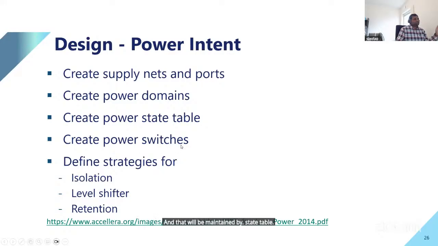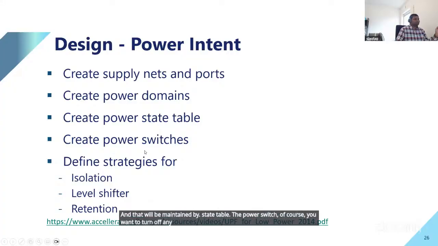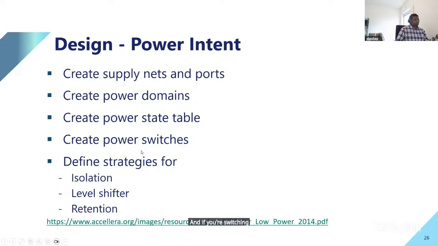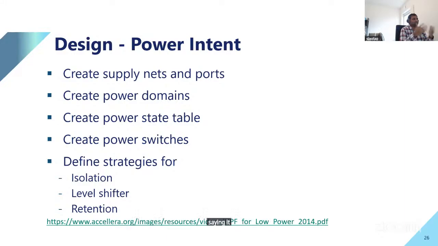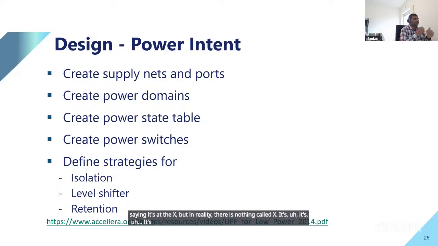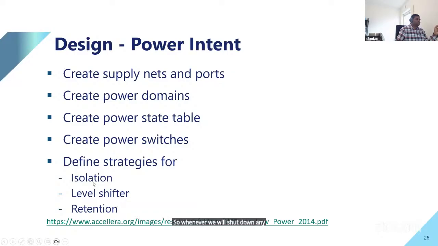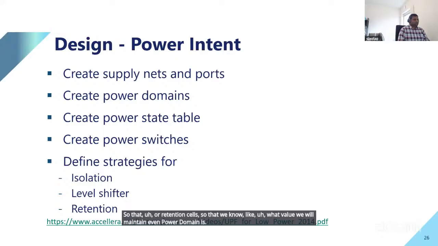The power switch, of course, you want to turn off any domain, you need a power switch. I will show you that later. And if you're switching off any domain, in simulation we see the corrupt signal as an X, but in reality, there is nothing called X. An unknown signal will propagate, and we don't want to propagate an unknown signal. So whenever we shut down any power domain, we will have isolation cells or retention cells, so that we know what value we will maintain even when the power domain is turned off.